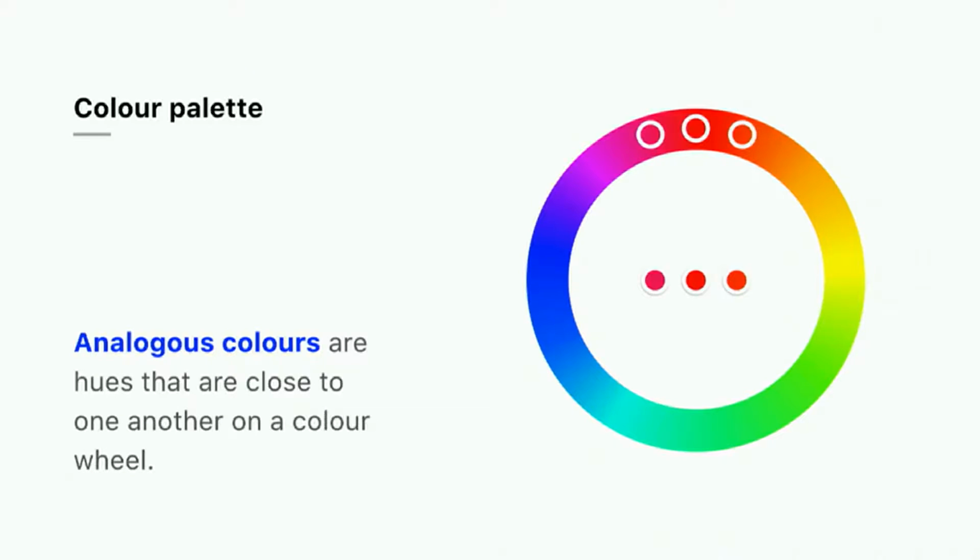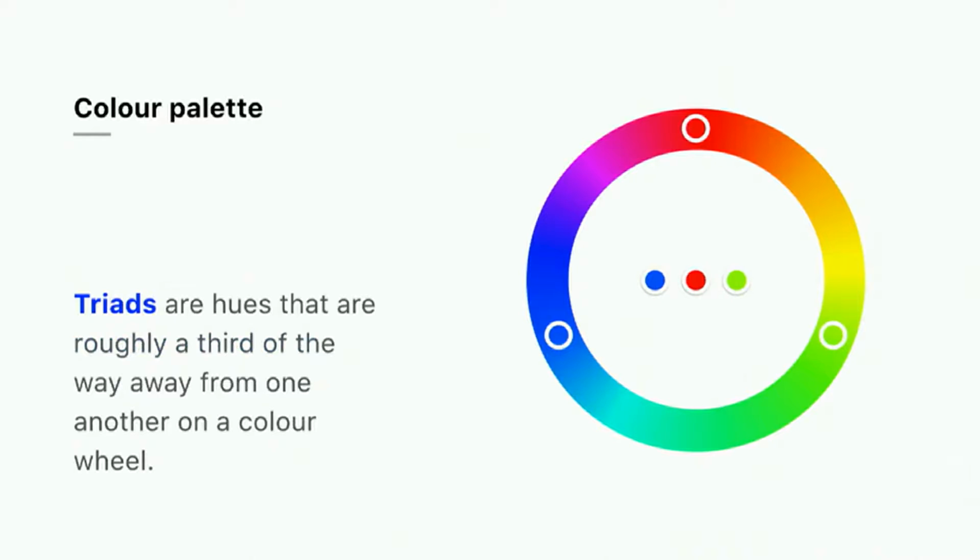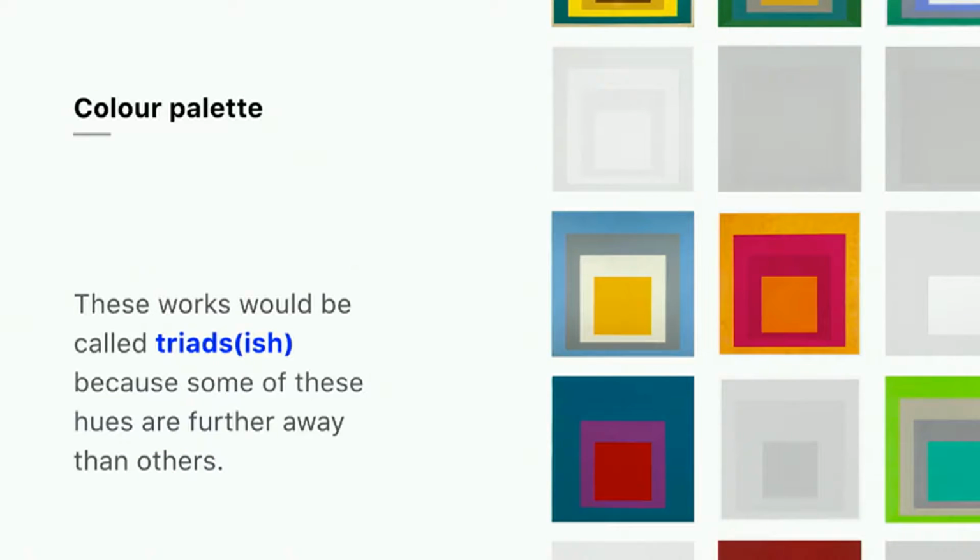Now, if you were to take 3 samples from around the same area of the color wheel, you'd get what's called an analogous color set. So this is where the hues are basically the same. If you were to take 3 samples where they're roughly a third of the way apart, you'd get what's called a triadic color set. So with those definitions in mind, you can say that these works are more analogous, whereas these works are more triadic-ish. Some of them are more complementary than others, complementary meaning 180 degrees away on the color wheel rather than just a third of the way. So let's move on to the code.